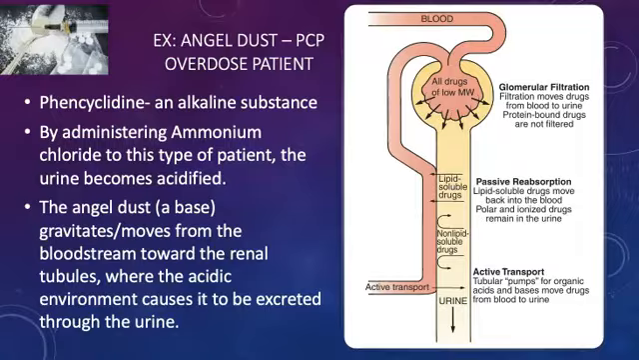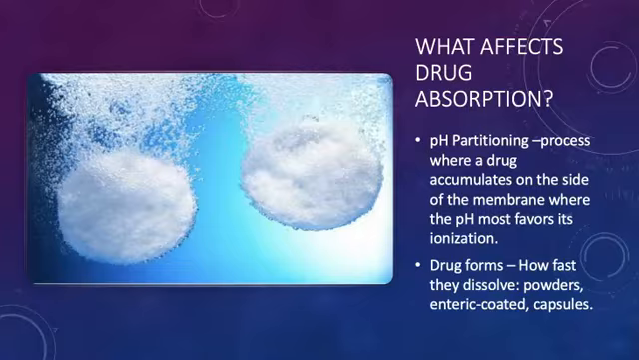So the ammonium chloride makes the urine acidified, drawing the basic substance caused by the phencyclidine from the blood into the tubule so that it'll be drawn away. So you see that by making the urine more acidic, we're able to pull away the harmful effects of the angel dust. So what are some of the things that affect drug absorption?